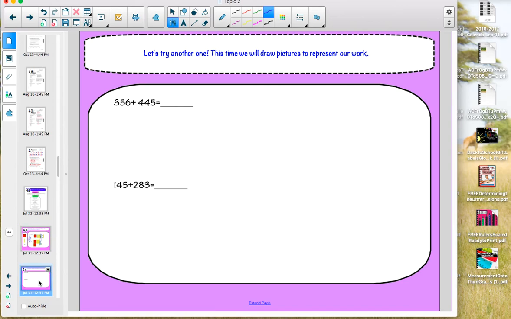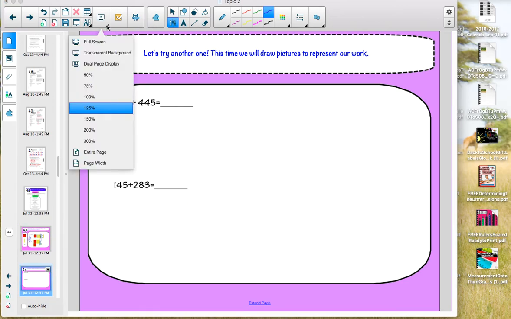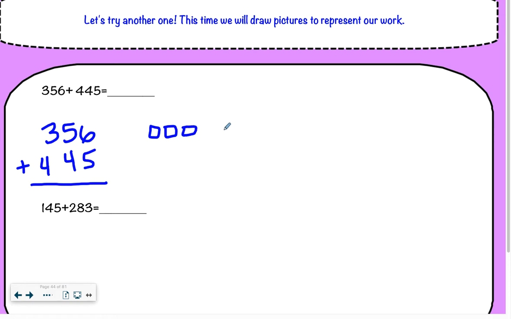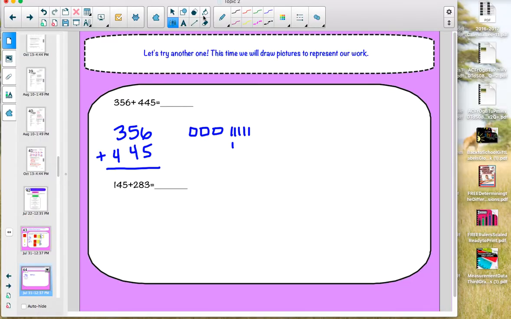Let's try this again. This time I'm just going to use pictures to represent my work. So if I have 356, and then I have 445. If you don't want to use the place value blocks, but we want to draw a picture, this is what we can do, right? So if I'm going to draw a picture, 356. So 1, 2, 3, 56. 10, 20, 30, 40, 50, 56. Or sorry, 50. Oh, I didn't need that extra one there. So I'm going to get rid of that.